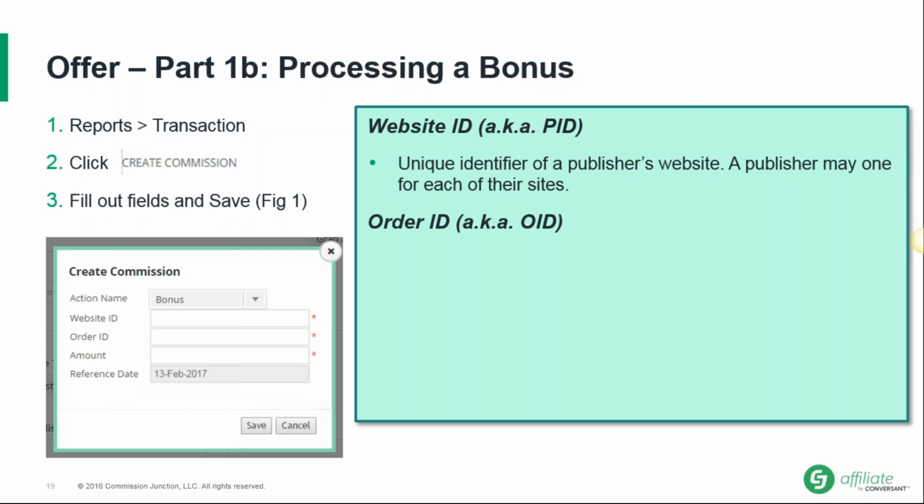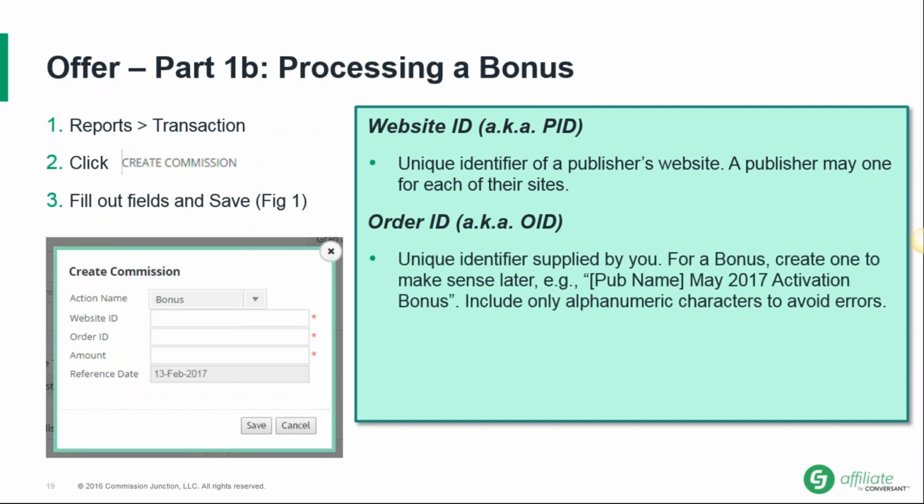Now is Order ID, or OID. This is normally the unique identifier supplied by you, such as a confirmation number. For a bonus, you won't have one because you're creating this from scratch. So create an order ID that will make sense even years later, incorporating the publisher's name, some kind of date, and a reference to the campaign is a good idea, such as CJ May 2017 activation bonus. Include only alphanumeric characters and spaces within this field to avoid any potential errors.